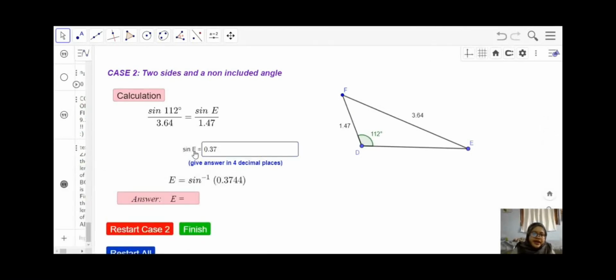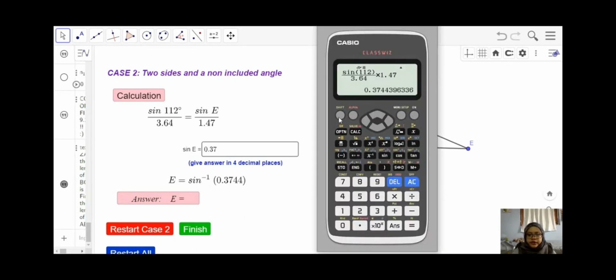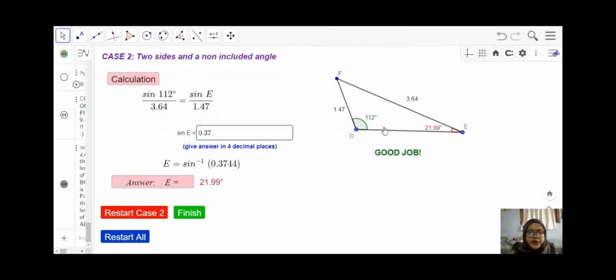So in order to find only angle E, we move sine to the right hand side, and it becomes sine inverse 0.3744. So we get 21.99. That's the answer. So you have already finished these two cases. Now let's continue on how to solve triangles involving ambiguous cases.